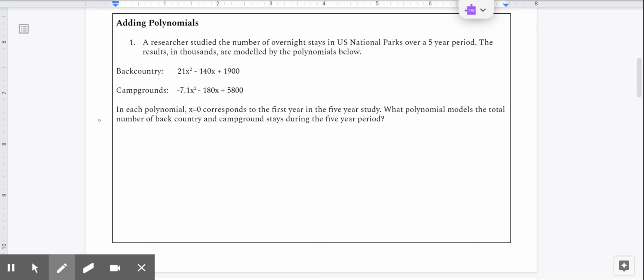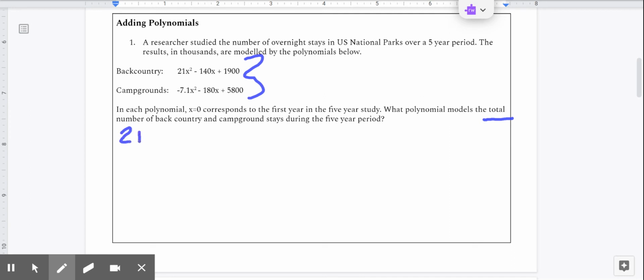So the key here is that we're being asked for the total. We know that total means we're adding together. So really what we need to do is add these two polynomials that we were given together to find the total. So I'm going to go ahead and set this up just like an addition problem.